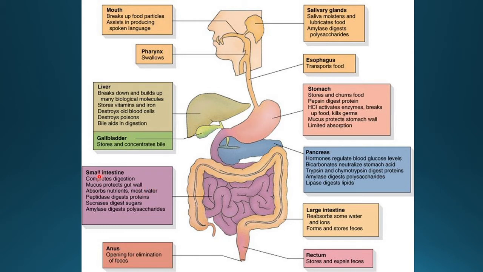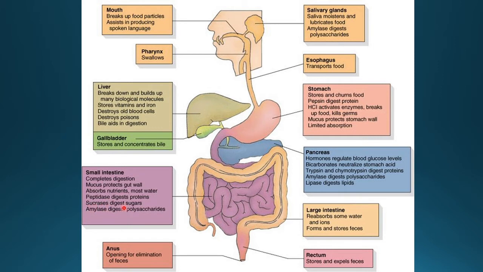Then coming to the small intestine, the first thing is it completes the digestion, as I told you before. This is where the digestion is complete. Mucus protects the gut wall. The gut means the small intestine. It absorbs nutrients and most of the water. Then pepsin digests proteins.